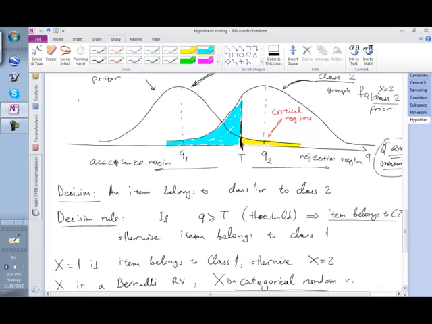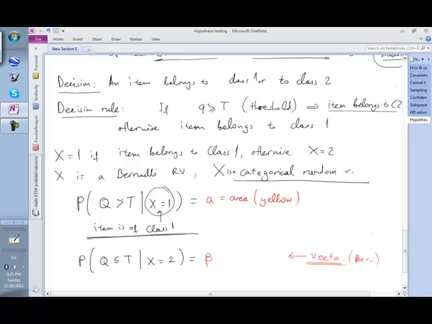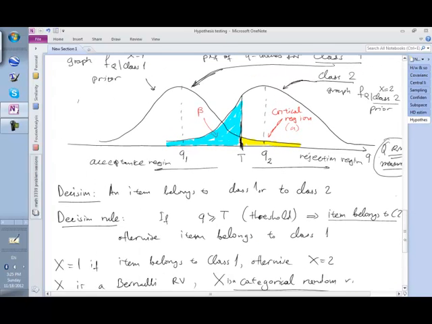So if we put our numbers, this area is equal to beta, the blue area, and this area is equal to alpha, the yellow area. So if we go here, this is the area which is blue. And one of the two represents the false positive and the other represents the false negative.